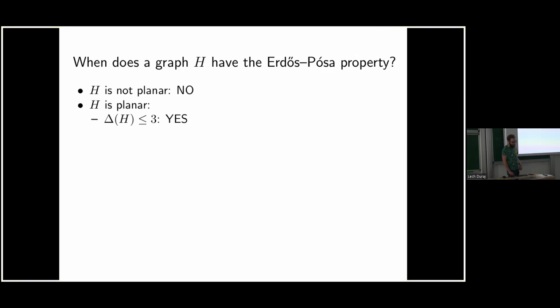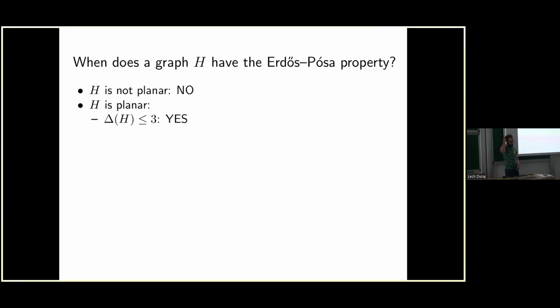If the maximum degree of our graph is at most 3, then this graph does have the Erdős-Pósa property. This is connected to the fact that whenever we have maximum degree at most 3, being a minor is equivalent to being a topological minor. And in some variant of the Erdős-Pósa property, where instead of subdivisions we want to have expansions, which is an operation reverse to taking a minor, then this is exactly the boundary: in this sense a graph has the Erdős-Pósa property if and only if it is planar.